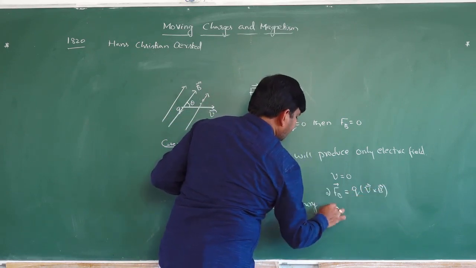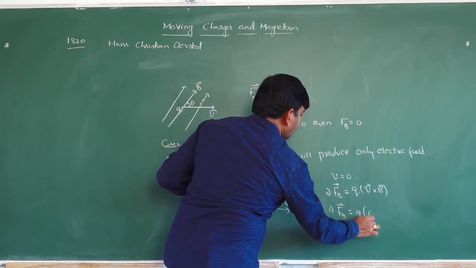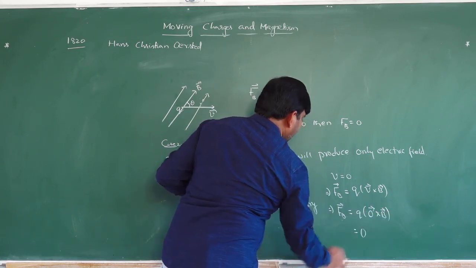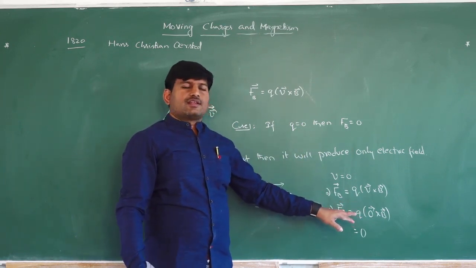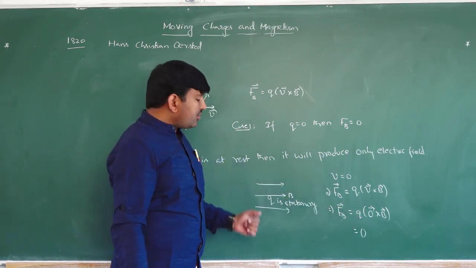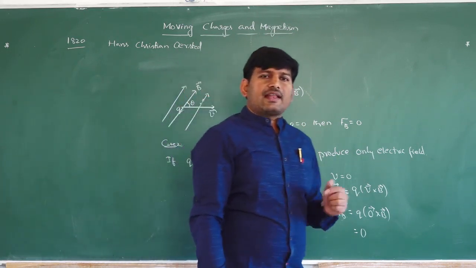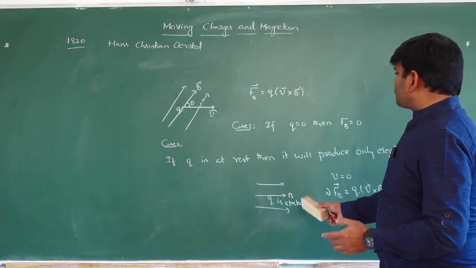This implies F bar is equal to Q into 0 bar cross B bar, which says that the magnetic force is 0. This is a mathematical way of explaining why the magnetic force on the charge at rest is 0. And theoretically we can say that if the charge is at rest, it can produce only the electric field, and the electric field cannot interact directly with the magnetic field. So therefore the magnetic force on it is 0.